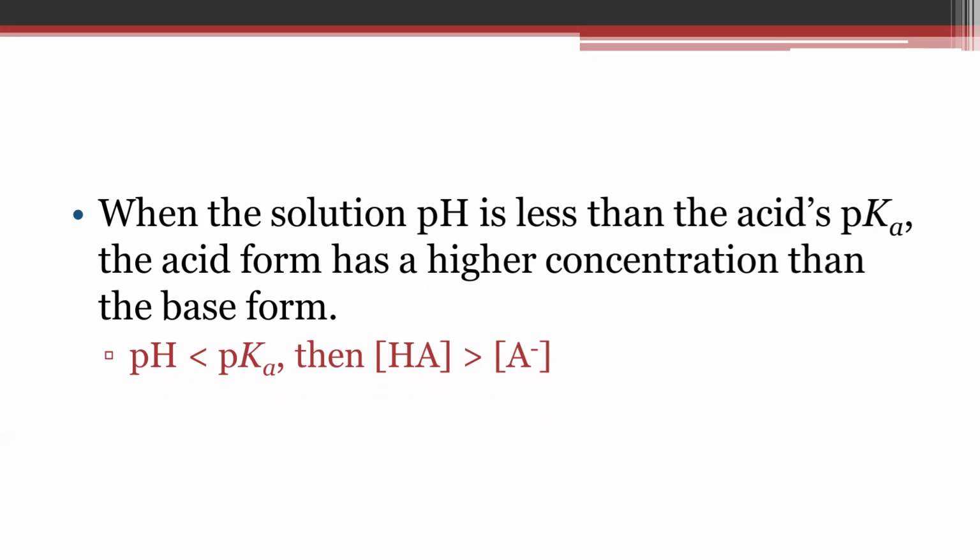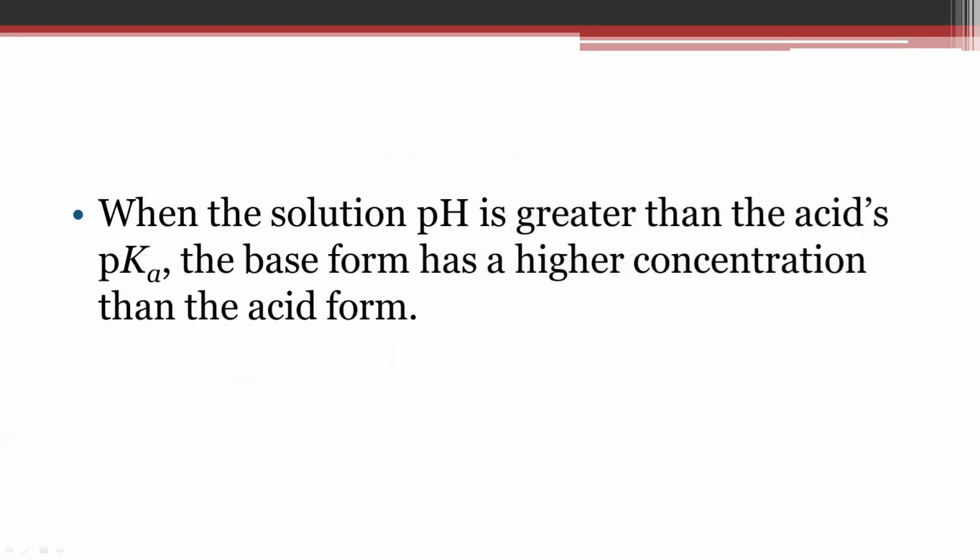And that's because when you have a low pH, remember, that means there's more acid present there than there is conjugate base. So that makes sense that the acid would be higher. Then the opposite is true too. So when the solution's pH is greater than the acid's pKa, then the base form has a higher concentration. So when the pH is greater than pKa, then the HA concentration is less than the conjugate base concentration.